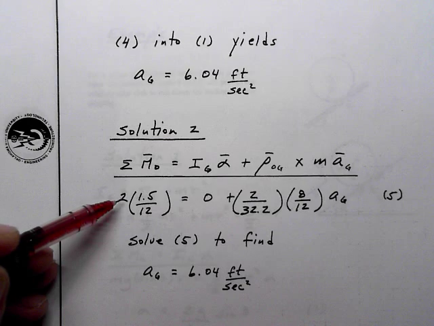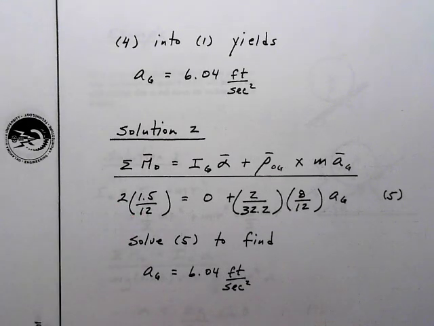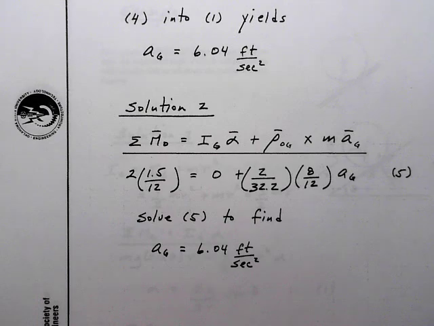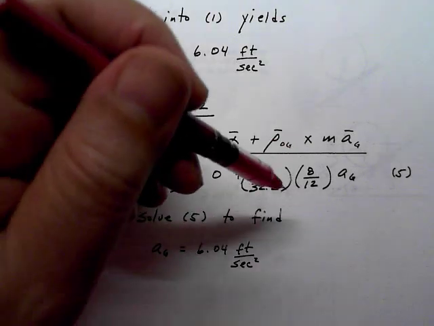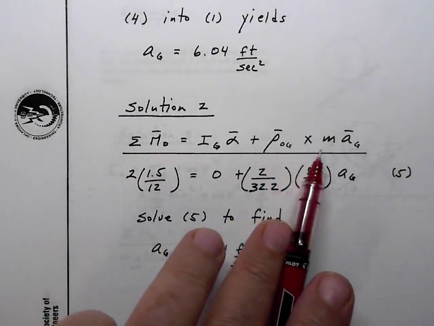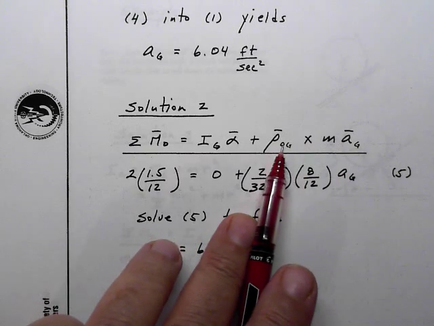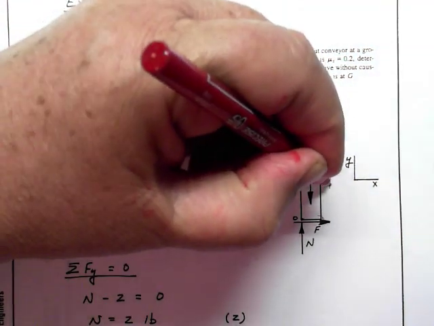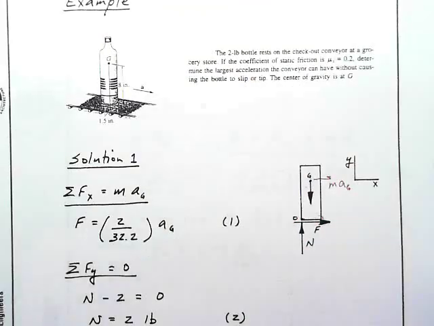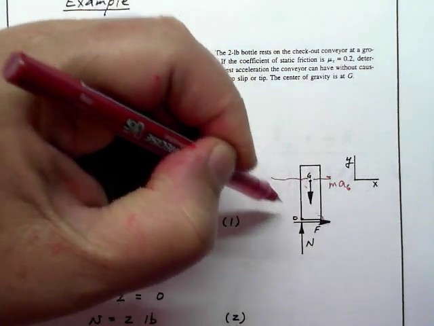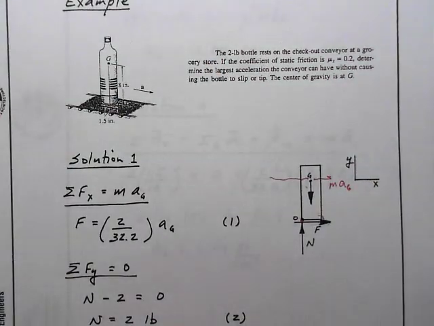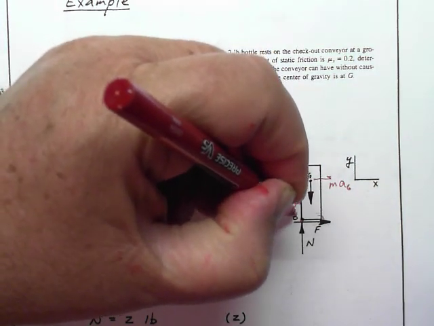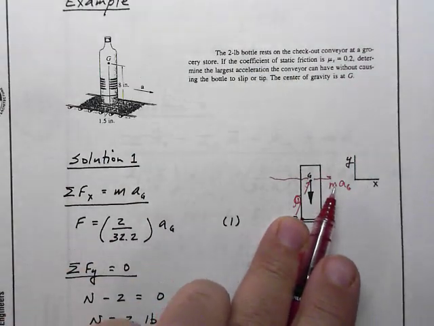So we have 2 pounds acting at a distance of 1.5 inches over 12 to give us feet, is equal to our moment of inertia times the alpha of the bottle, but the alpha is 0. We haven't actually rotated, we're just impending rotation, plus, and one way to read this is the moment of the mass times acceleration vector about point O. So there is a mass times acceleration vector, m a sub g. That mass times acceleration vector produces a moment about point O, which is a rho vector crossed with mass times acceleration vector.